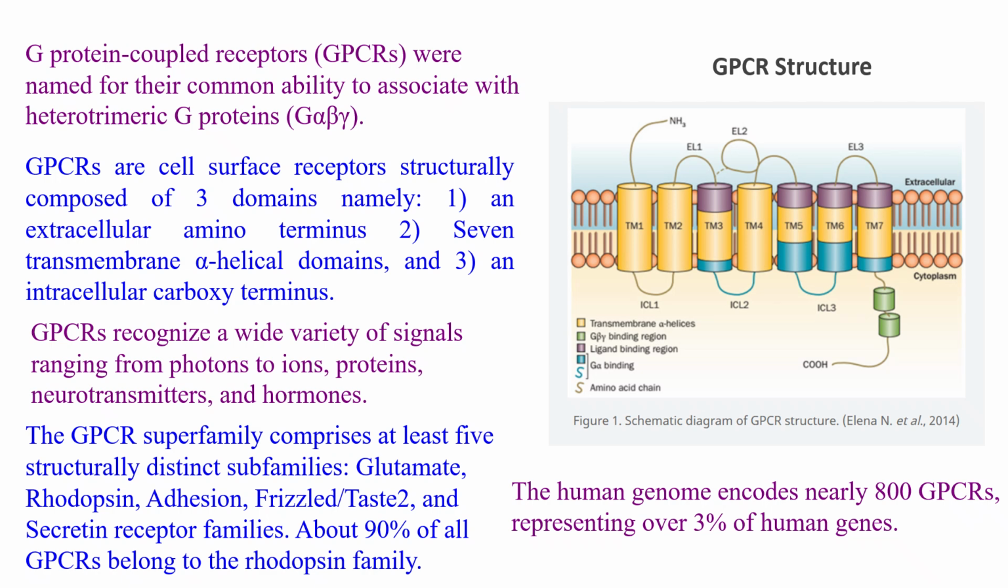The GPCR superfamily comprises at least five structurally distinct subfamilies: glutamate, rhodopsin, adenosine, frizzled or taste2, and secretin receptor families. About 90% of all GPCRs belong to the rhodopsin family. The human genome encodes nearly 800 GPCRs, representing over 3% of human genes.